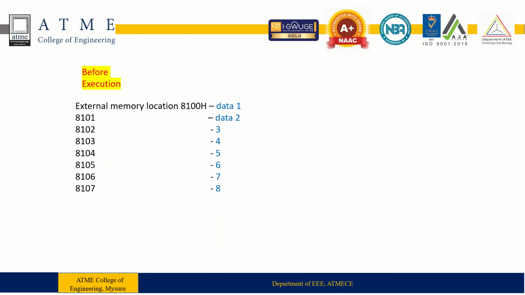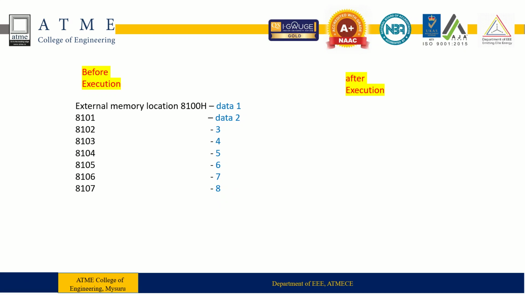Before execution, type the program in the editor window, then start the session by debugging it. In the memory window, open 8100H and save the data as 1, or whatever number you want. So data 1 has been saved in the first memory location 8100. Further on, at 8101 the data 2 will be saved, and it increases up to 8 bytes of data to be transferred. We require 8 external memory locations, up to 8107, which contains the data 8.